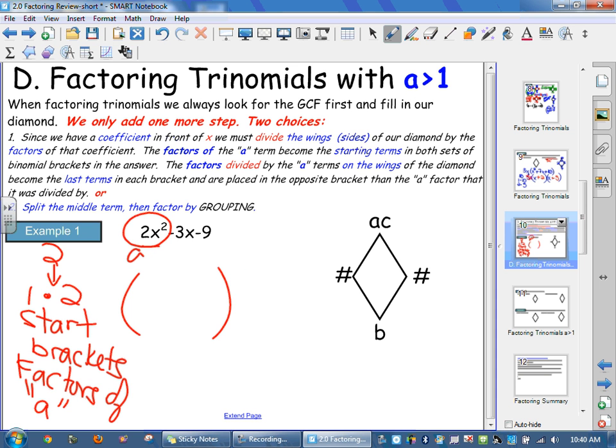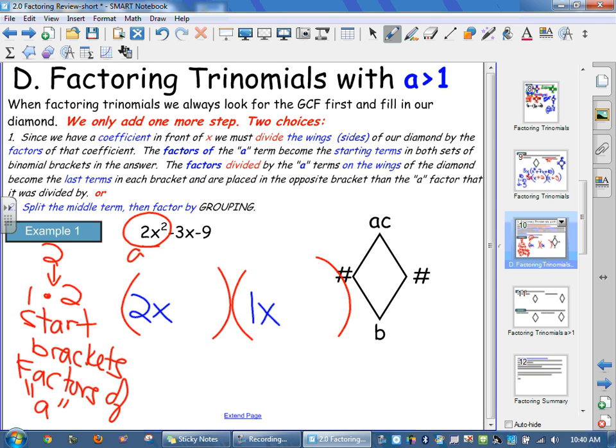So now I've got my factors of A, and that's what I divide my diamond numbers by. I'm going to divide them by the 2 and by the 1. But when I divide them, I need to make sure that they don't give me a decimal answer. That's how you know who divides by who. Okay? All right, let's do A times C.